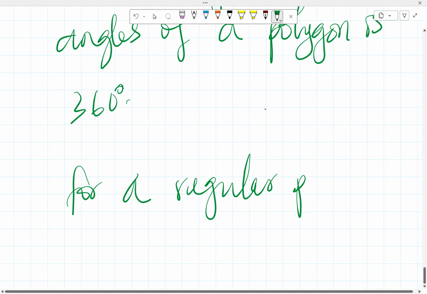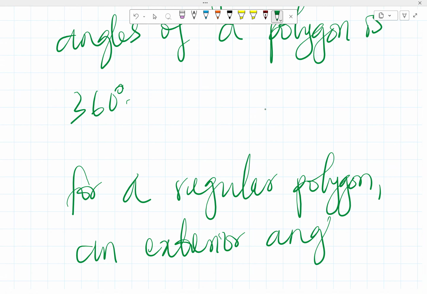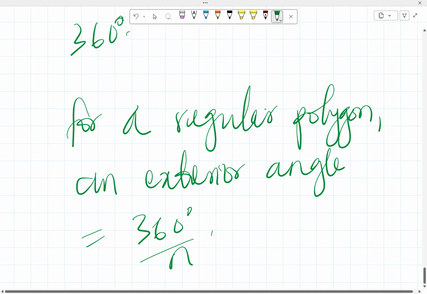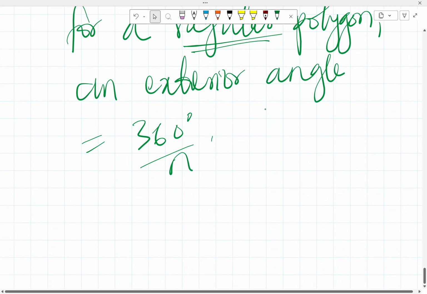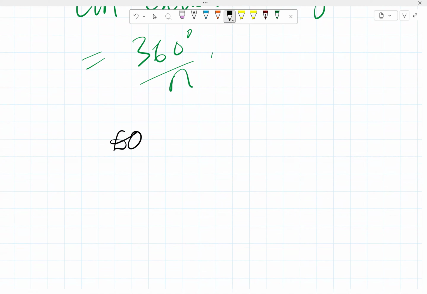for a regular polygon, an exterior angle is equal to 360 degrees divided by the number of sides, because they are all equal in that case because of that regular thing right there. So can we show this? First of all, let's start with an equilateral. Okay, in fact, let me start with any kind of polygon.